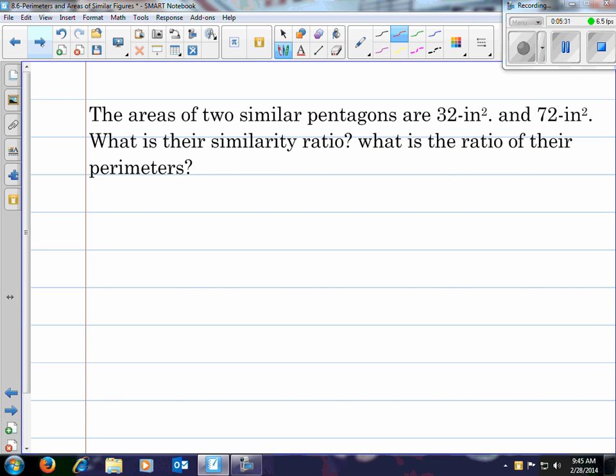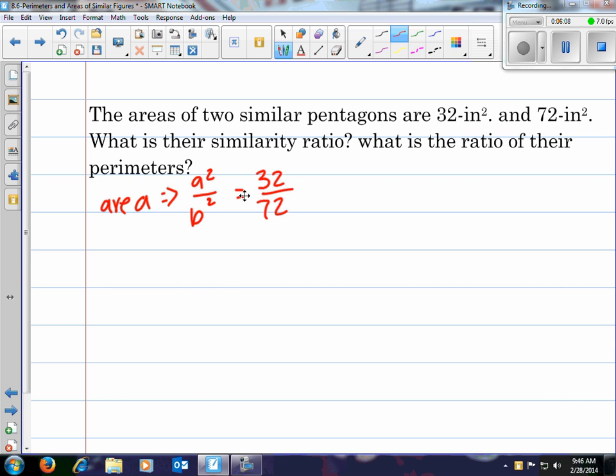Okay, let's do another one. The areas of two similar pentagons are 32 inches squared and 72 inches squared. What is their similarity ratio and what is the ratio of their perimeters? So now they're telling me my area and I need to find my ratios. Remember, area ratio is equal to a squared over b squared. This is my similarity ratio squared. And I'm going to set this equal to 32 over 72 because that is what my actual numbers are.